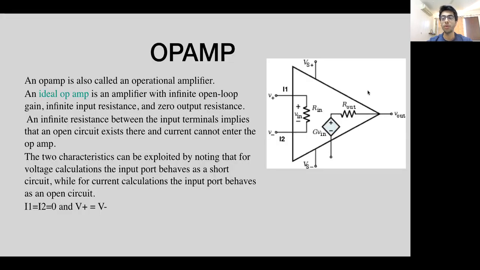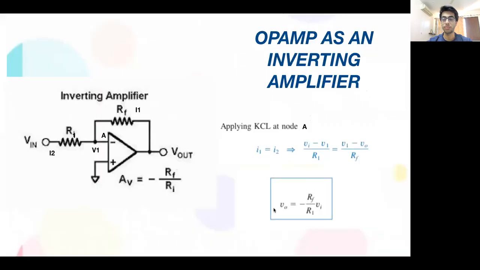Coming to op-amp, it is a very common device in electrical circuits. It has a typical property that V minus and V plus, the voltages at these terminals, are equal to each other, and there is a virtual short between these two terminals. This is because the input impedance of the op-amp, Rin, is equal to infinite. So the currents entering the op-amp, I1 and I2, are basically equal to 0.